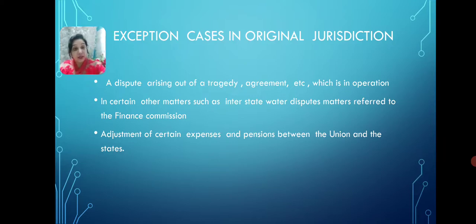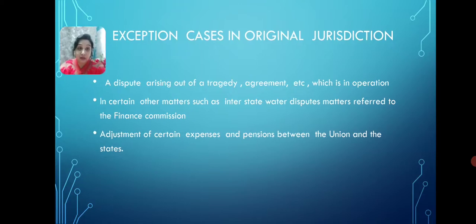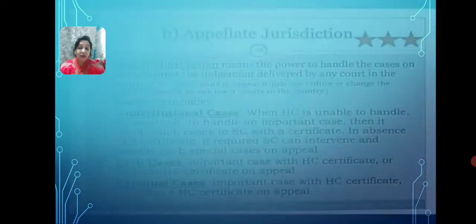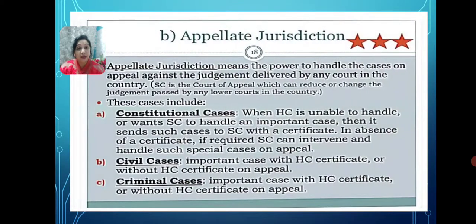So this is what we learn about the original jurisdiction. You have to learn the definition: it means the power to hear and determine a dispute in the first instance of the court. Then next we will be coming to what we mean by appellate jurisdiction.